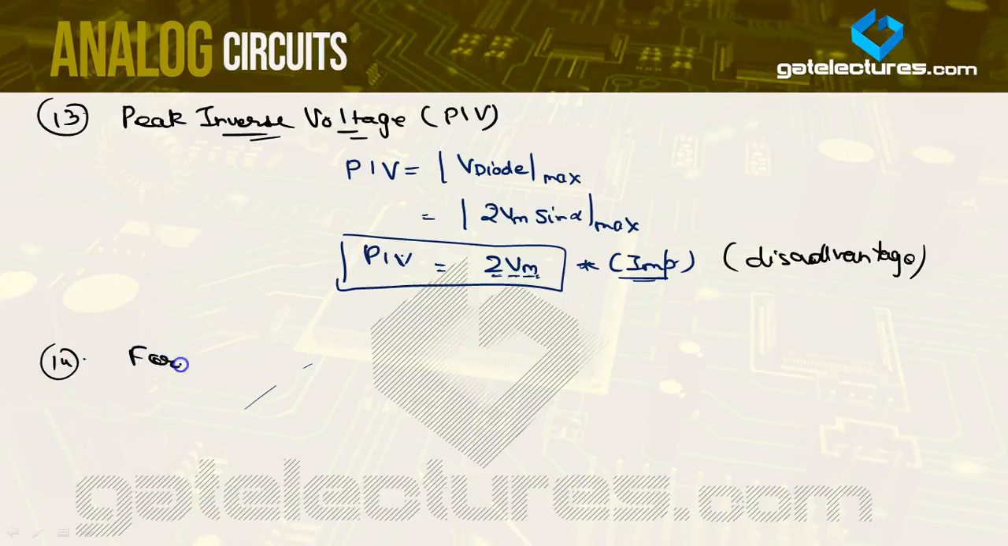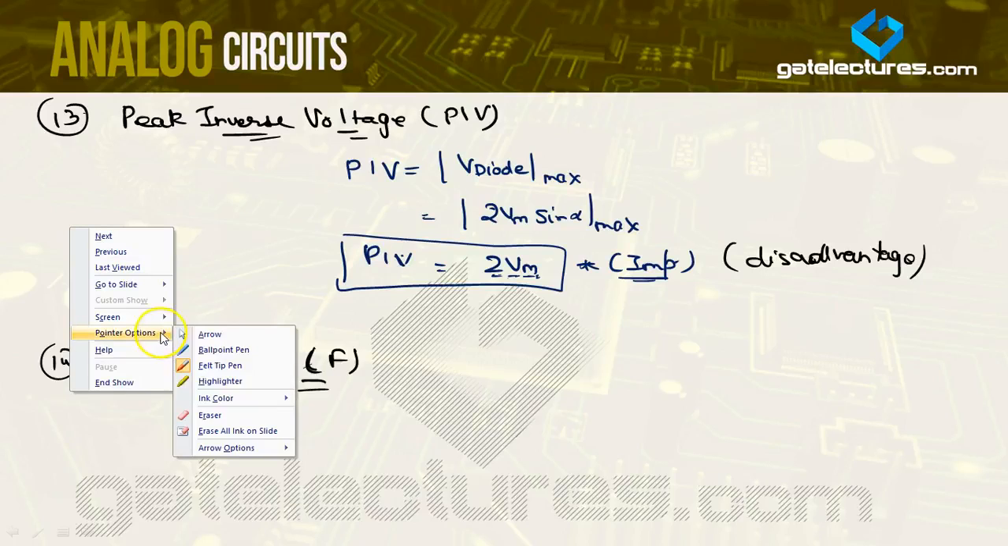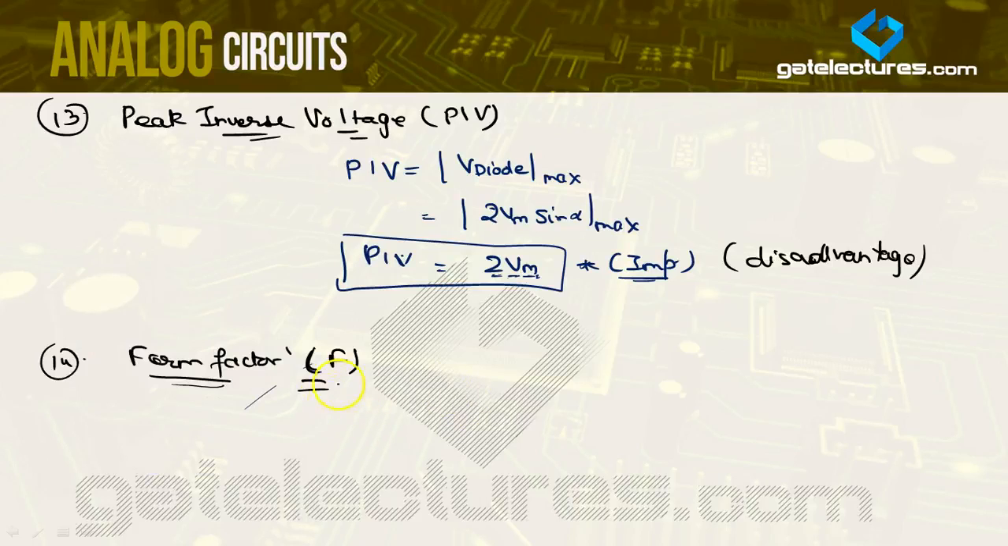We'll discuss the form factor, which is defined by F. Form factor is defined, as we already know, as IRMS by IDC, where ripple factor is defined as IRMS dash by IDC. IRMS for this is equal to Im by root 2, upon IDC being 2Im by pi. If you solve for this, you get F as 1.11.